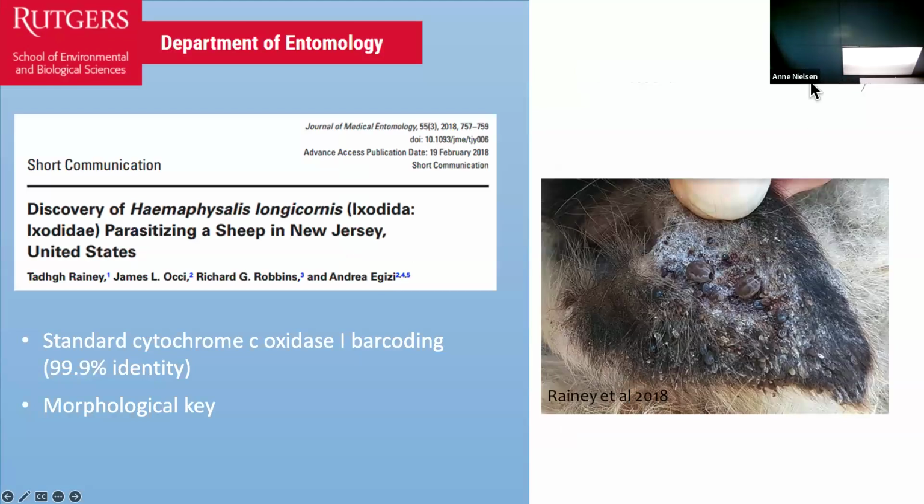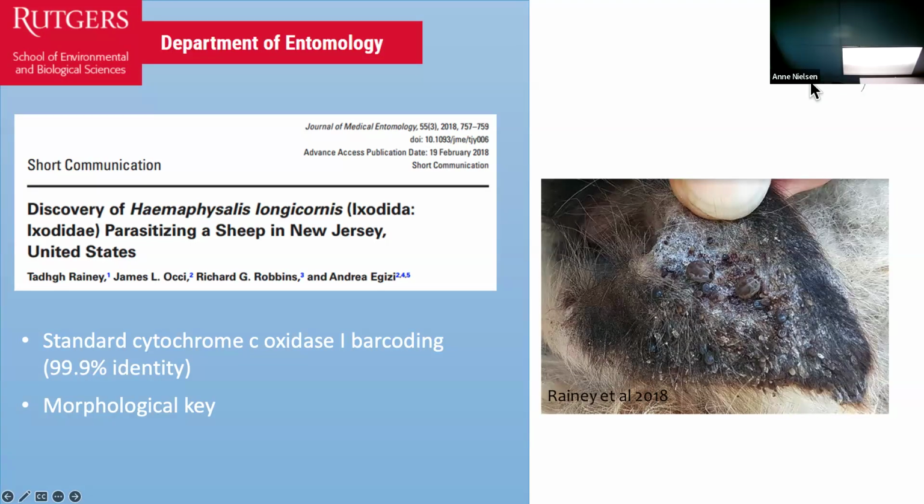So the Asian longhorn tick was first discovered here in New Jersey, and here's the short communication by Thor Rainey, Gene Ossie, and Andrea Gysi. The three of them intimately related to the Center for Vector Biology. Thor Rainey was sent to a farm to treat a sheep that was infested, and the area surrounding the sheep.